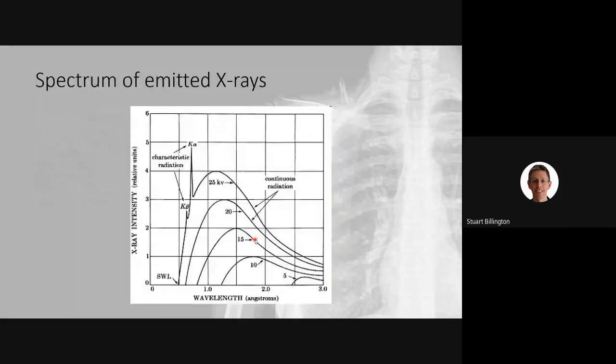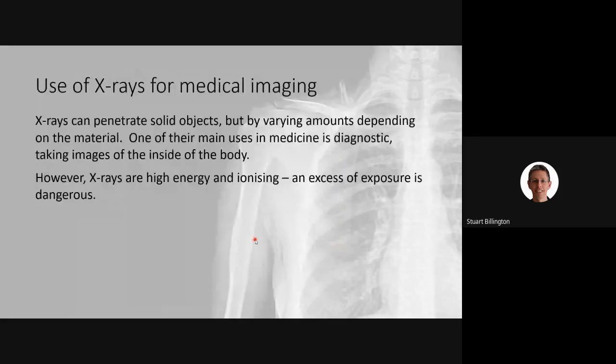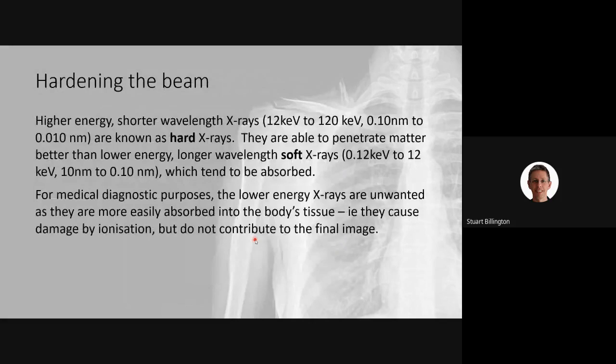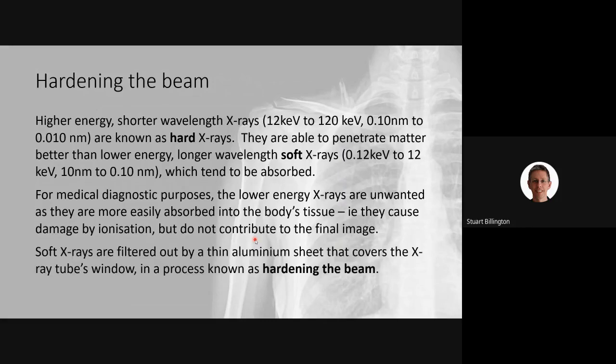So if you are ever X-rayed in the future, just glance up at the window that the X-rays are coming out of, and you might be able to see evidence of a material across the window. And that is just to prevent the soft X-rays from leaving the machine. They're absorbed by the aluminium sheet, and that means that only the hard X-rays are emitted, which sounds a little bit dangerous because they are the more dangerous X-rays, but they're the ones that are going to go straight through the patient's soft tissues. So those are the ones that we want.